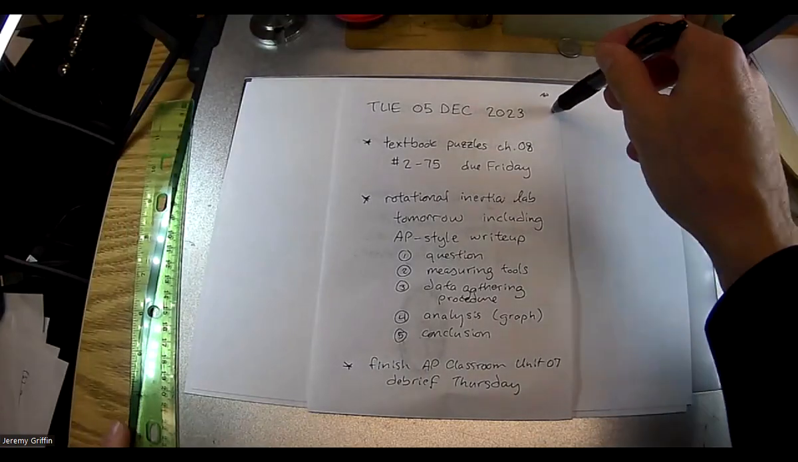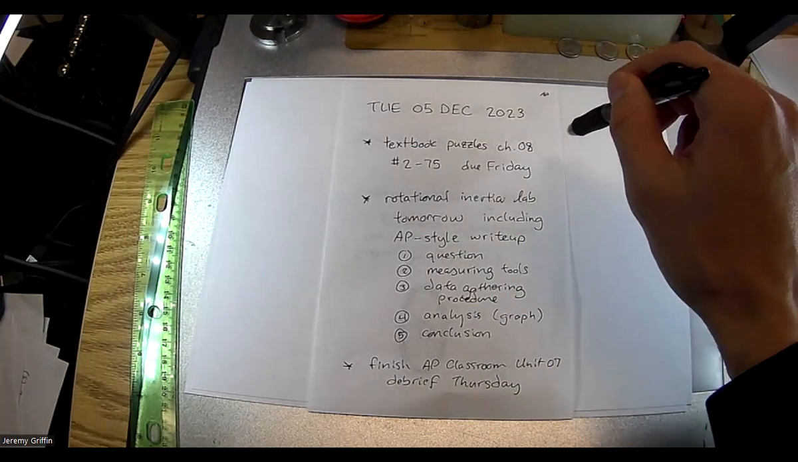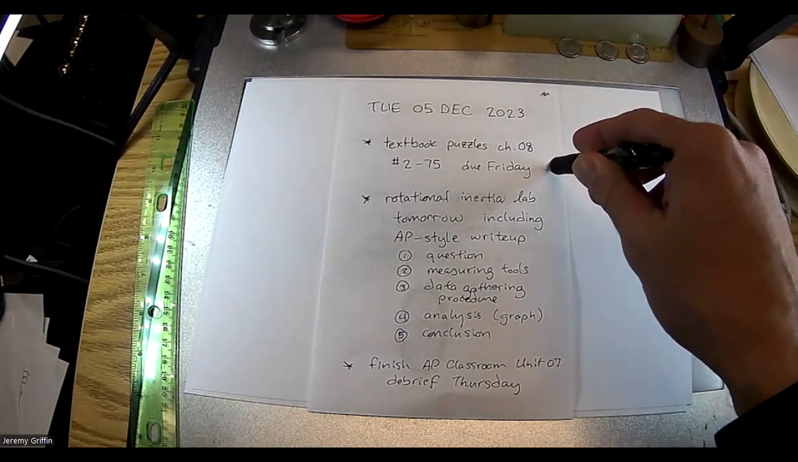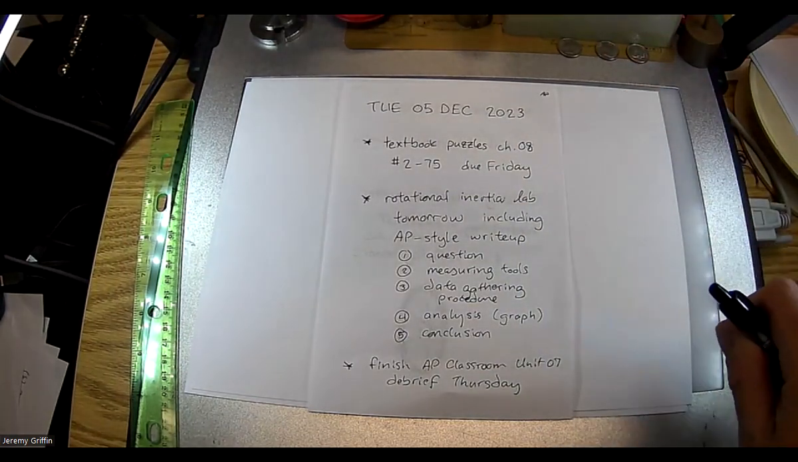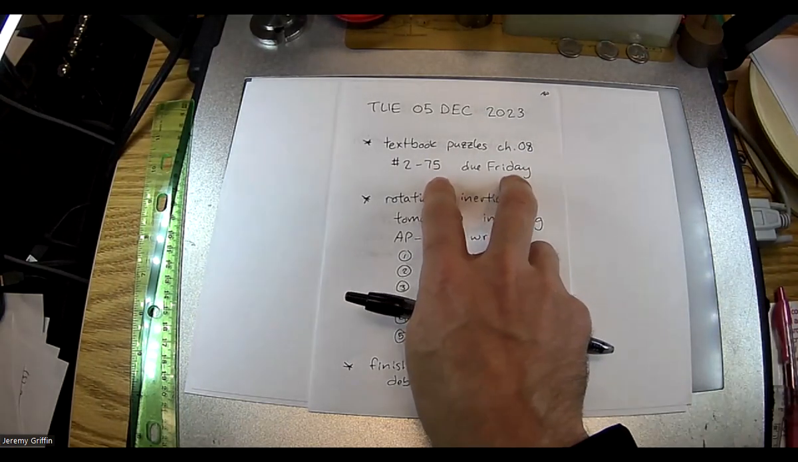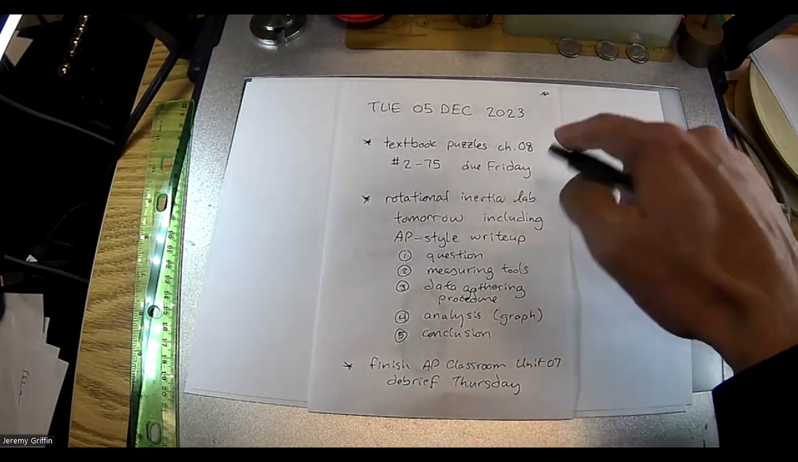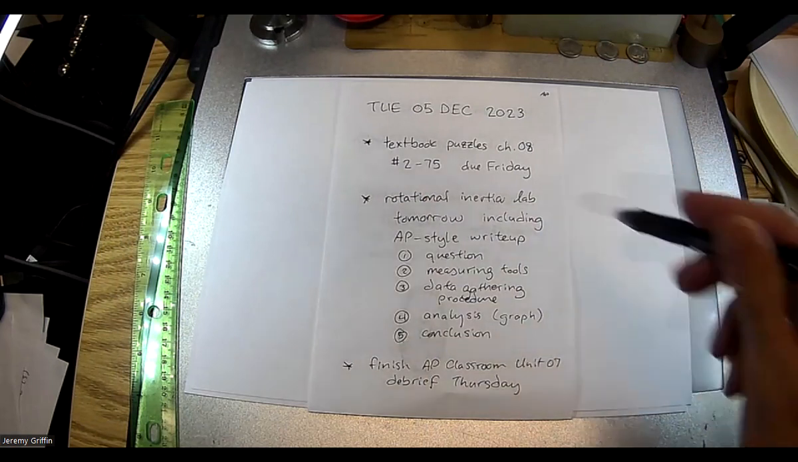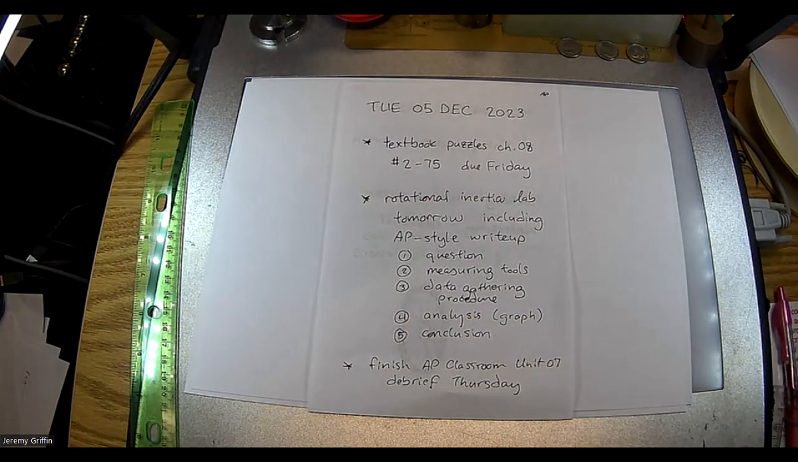It is Tuesday, December 5th. We're going to knock out these textbook puzzles, the rest of the ones I assigned that we hadn't touched yet. Earlier in class, that took us to the end of the class. Tomorrow, we're going to do the rotational inertia lab.